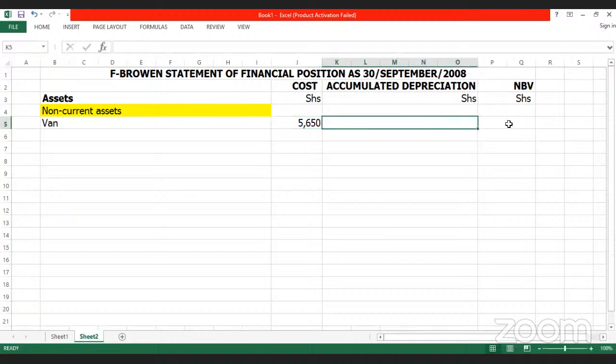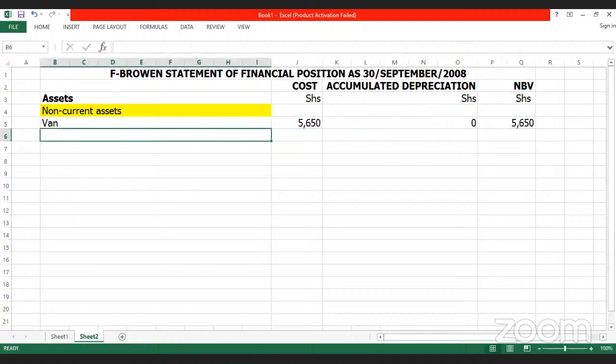As I've told you, we don't have depreciation. So meaning that under the depreciation column, I'll just put a 0 because we don't have depreciation in the question. So the net book value of the asset will still be 5,610. To get net book value, you take the cost of the asset minus its depreciation. But depreciation is 0 in this case. So from the van, which other non-current asset do we have?